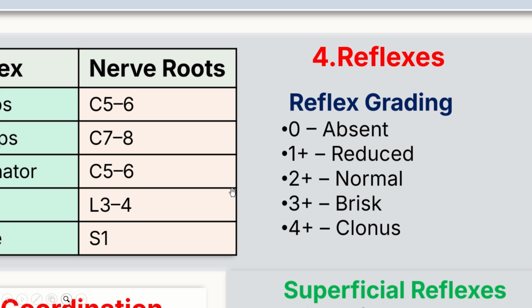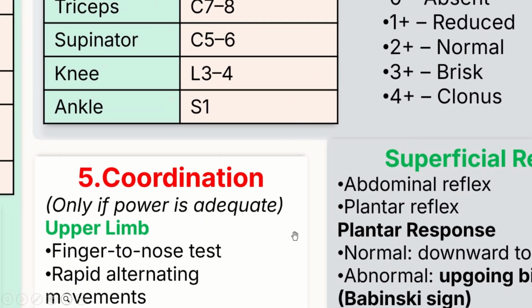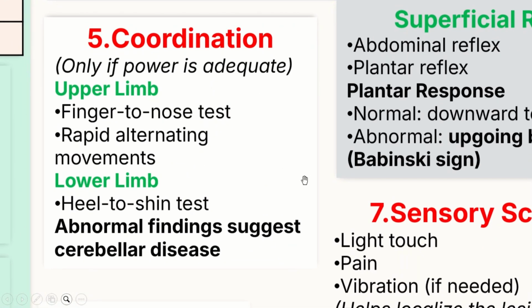Then we go to coordination. Now, it is important that you only do it if the power is adequate. You don't want to find a patient who is down, who is very weak, who can barely move, and you want them to stand maybe and do a heel to shin test and test their coordination. So upper limb, if their power permits, you want to do the finger to nose test, where you tell the patient to point your finger and then to their nose, and they do it in rapid movements, and you see if they have abnormal findings.